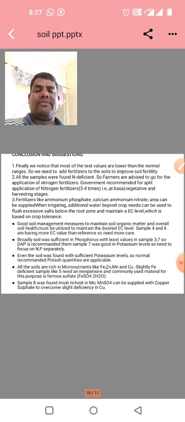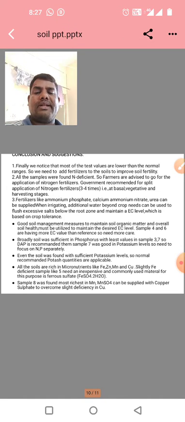Broadly, soil was sufficient in phosphorus with the least value in sample 3 and 7. So DAP is recommended. Sample 7 was good in potassium level. So we need to focus on nitrogen and phosphorus separately. Even so, the soil was found with sufficient potassium levels, so the normal recommended potash quantities are applicable.